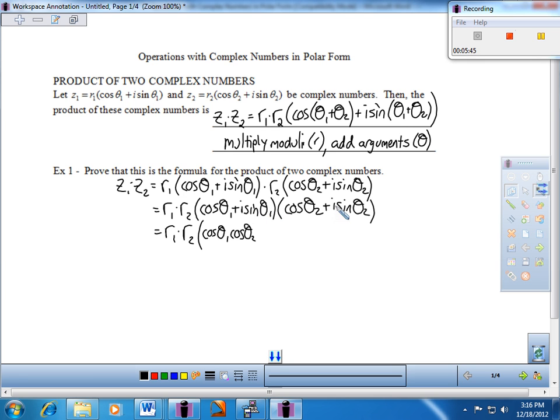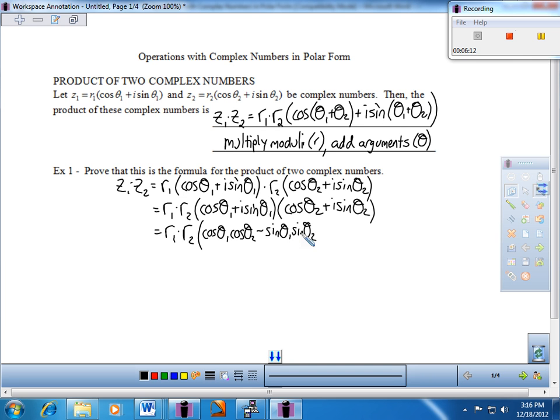i times i, of course, is i squared. And i squared, everybody, is -1. So what that's going to do is change this to a minus right there. So i squared is -1, and then sine theta 1, sine theta 2. Okay, now stare at that for a second and think about that one. You have seen this before. Crazy as it sounds, you have.